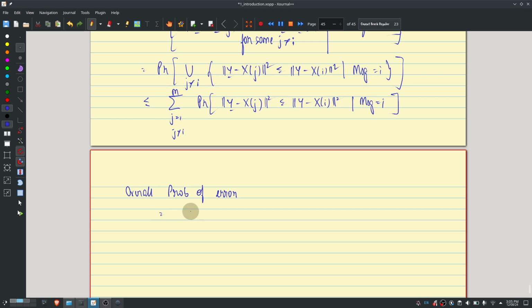this is in fact equal to, assume that all of the messages are equally likely to be transmitted, 1 over m summation i equal to 1 to m, probability that the estimate of the message is not equal to i, given that the actual message that was transmitted is equal to i.